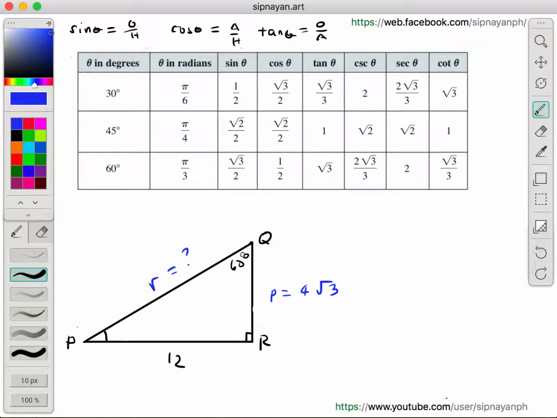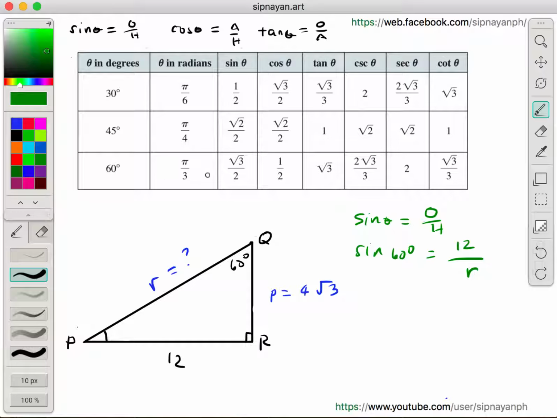So, pag angle Q, kasama natin ngayon ay R tsaka yung Q na maliit o yung PR. So, opposite at saka hypotenuse. We will use sine. So, sine theta equals opposite over hypotenuse. So, sine 60 degrees is equal to opposite, which is 12 over hypotenuse, R.